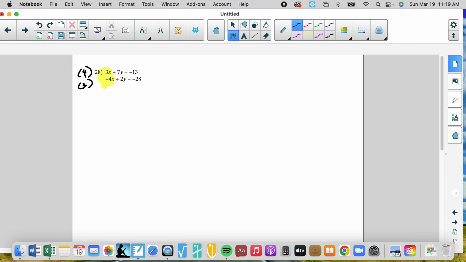So we ask, 3 times what is 12? 3 times 4 is 12. And negative 4 times what is negative 12? Remember, they have to be opposite values of each other. So that's going to give me positive 12x. The bottom one's going to give me negative 12x. When I create these equations, remember to multiply everything. 12x plus 28y equals negative 52.